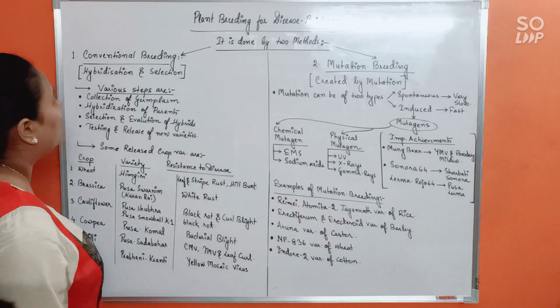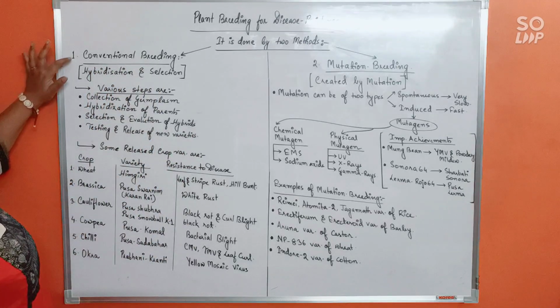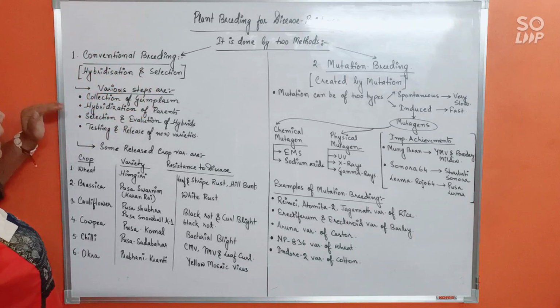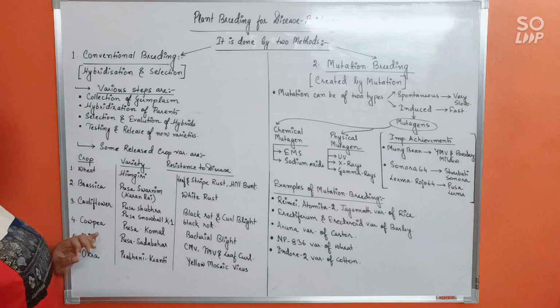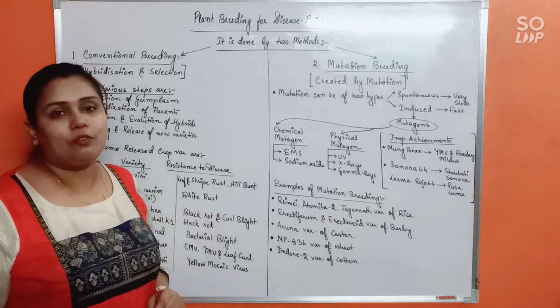First, the conventional method. Conventional breeding is done by hybridization and selection, and it includes the following steps, which we have already discussed in detail in the first part of the chapter.